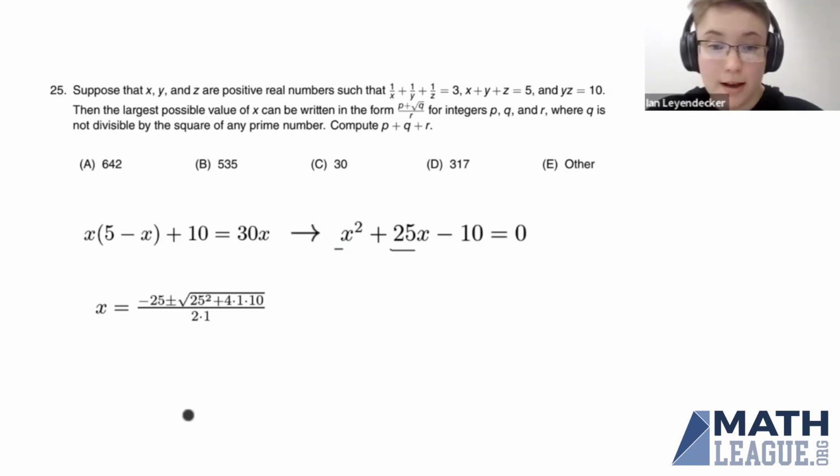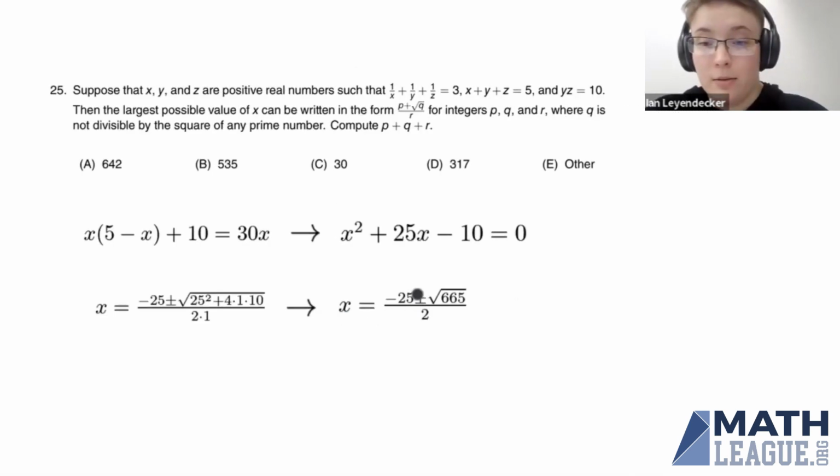And simplifying the addition and multiplication that we have here, we end up with x equals negative 25 plus or minus the square root of 665, over 2. And we could be done here, but we can also notice that since we're looking for the largest possible value of x, we would want as many things as possible to be positive. Because if this is negative 25 minus the square root of 665, that's definitely going to be a negative number.